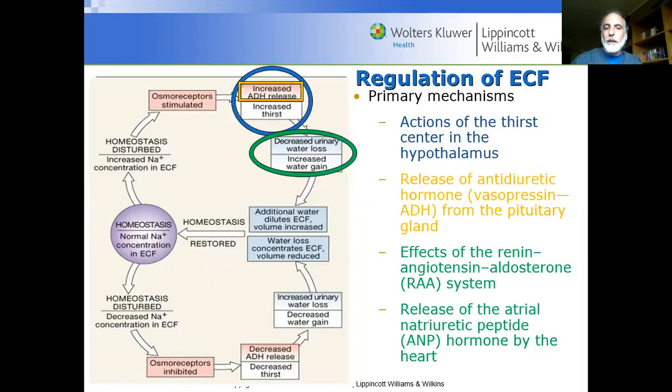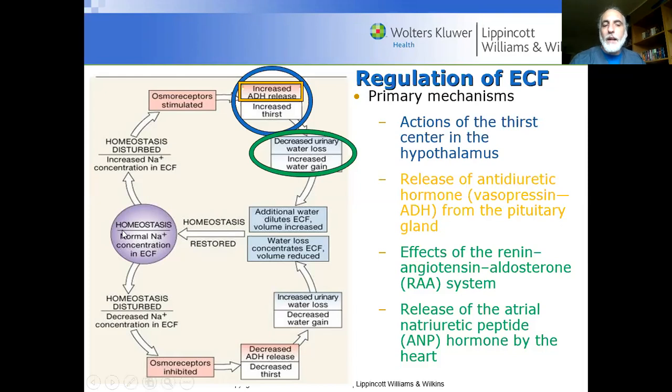But additional water dilutes the extracellular fluid. The volume is increased, and the sodium concentration, instead of being high, comes back to normal. Along with this, we have the effects of the RAAS, the renin-angiotensin-aldosterone system, which helps to regulate blood pressure through retention or loss of sodium, and the release of ANP, which triggers this system as well.